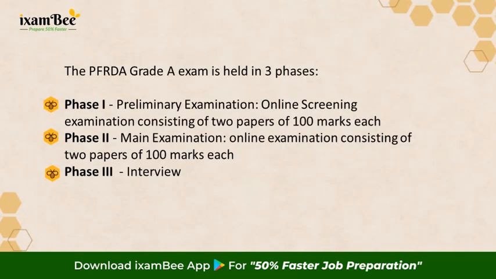Now let's talk about the PFRDA. Basically the PFRDA exam is conducted in three phases. Phase 1, Phase 2 followed by the interview. The Phase 1 exam will consist of 2 papers of 100 marks and the mains exam will consist again of 2 papers of 100 marks and then the interview.